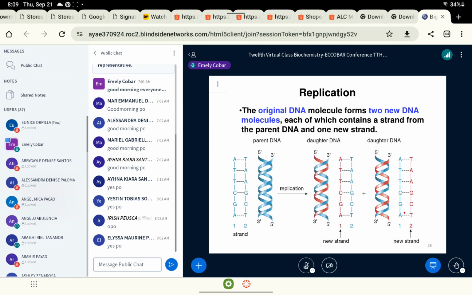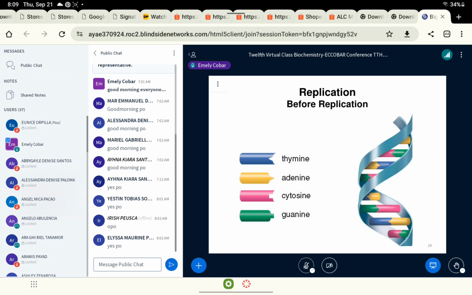And this is called semi-conservative because one strand from the parent ay nandoon sa daughter. So conserve, semi-conservative. Okay, yon ang ibig sabihin. Do you understand? So, given the sequence of the bases in a polynucleotide, you can now give the other strand.